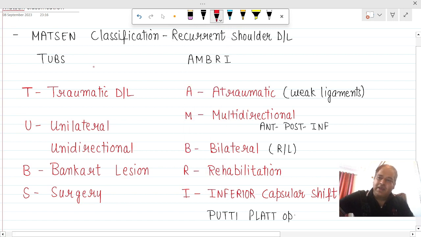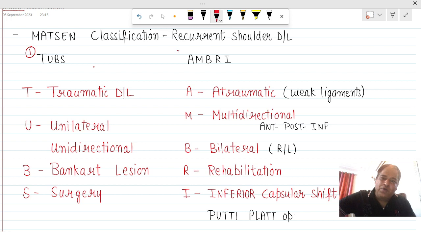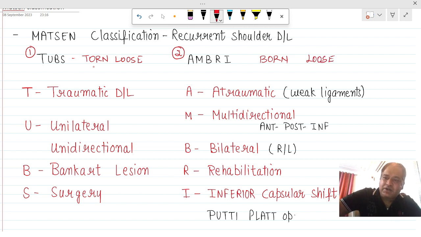So you see, buddies, Matsen classification will divide the people who have got shoulder joint instability into two groups. First is TUBS. We call it torn loose. And AMBRI. We call it born loose. Basically, this is just an acronym. TUBS and AMBRI, they're just acronyms, the ones which you can expand, right?